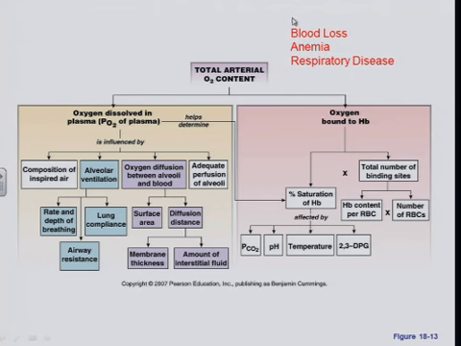Blood loss means we have less hemoglobin. Anemia means we have poor blood production, therefore we have a decrease in hemoglobin. And there are various respiratory diseases, which can affect primarily this side, but there are other conditions such as carbon monoxide poisoning that affect the number of oxygens binding to hemoglobin. So that also comes into play when we're talking about total arterial oxygen content.